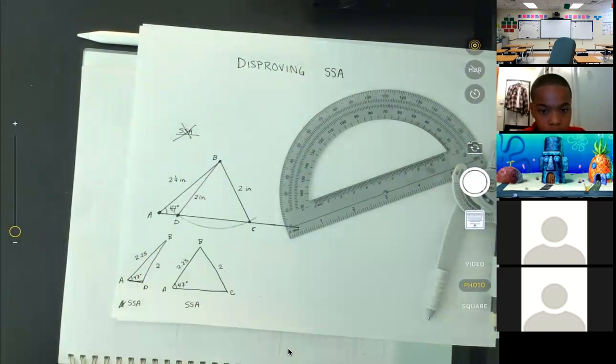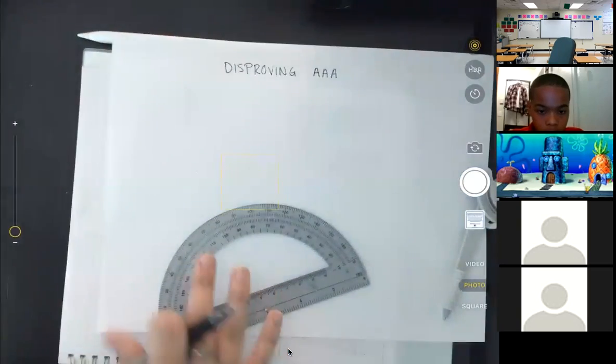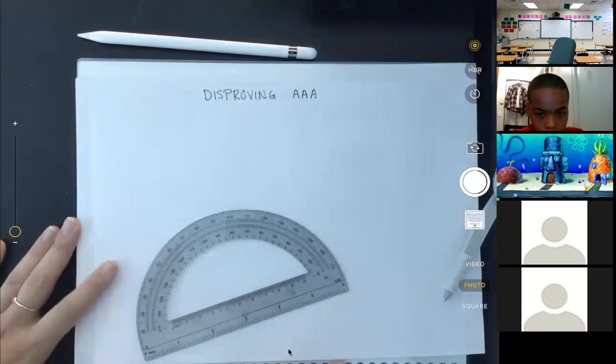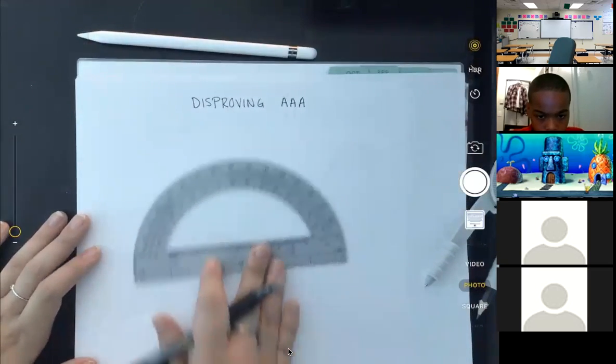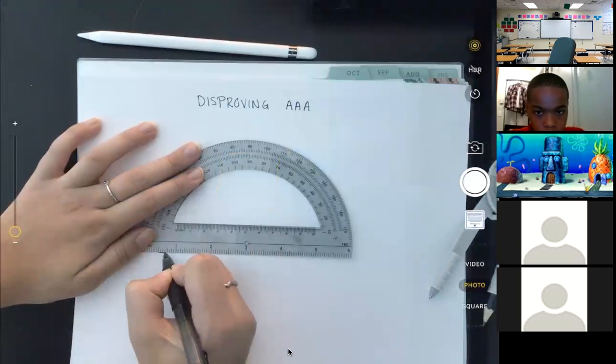Questions on why SSA does not work? No. Okay. So that's SSA. Now let's see why AAA doesn't work. Okay. So now I'm going to start with the same thing I did. I'm going to start just by drawing any old angle. Doesn't really matter.